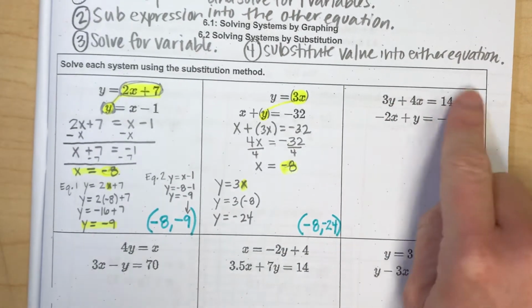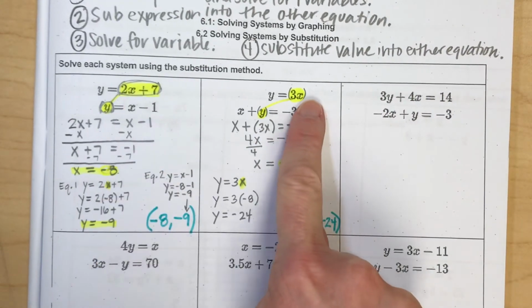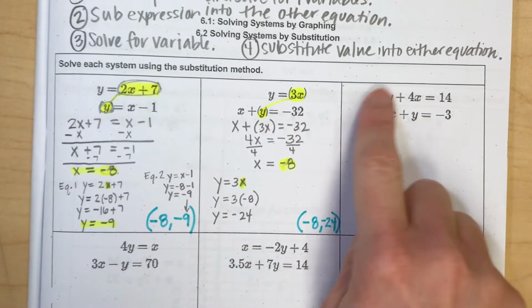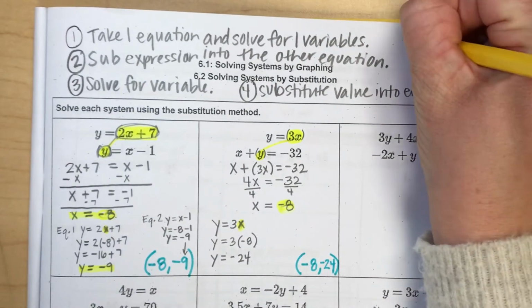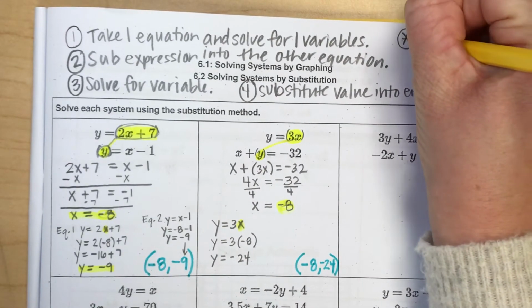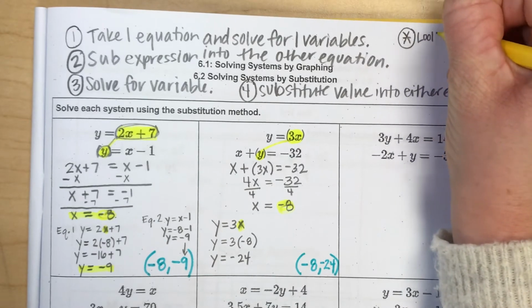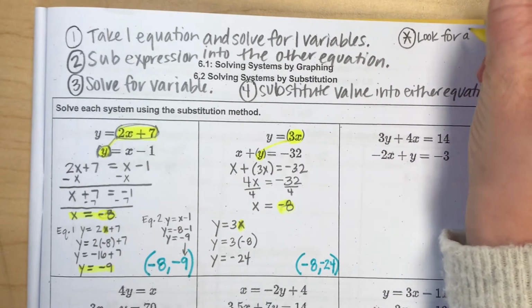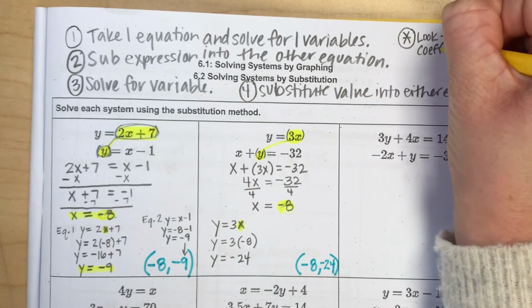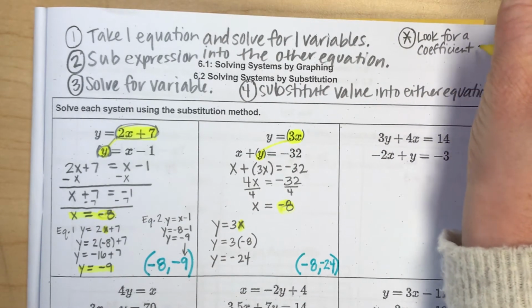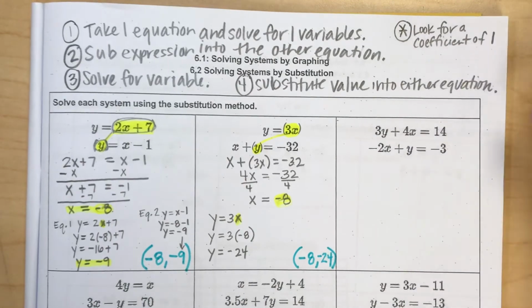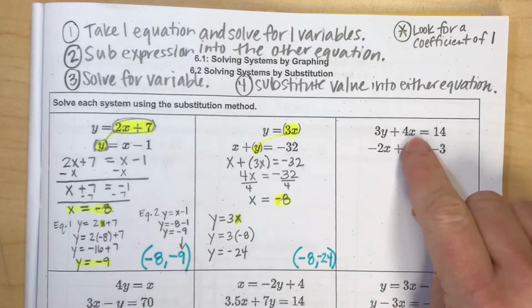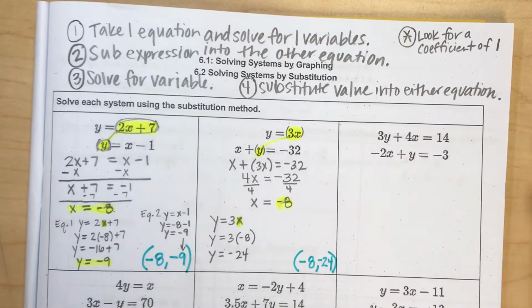Now, these equations are not like the ones that we started with. None of the variables are solved for. And so then what you want to do is look for, here I'll add this little star here if you can, a coefficient of 1. And that's going to be important here, and I'll show you why. I only have one letter that has a coefficient of 1, and it is this y value right here.